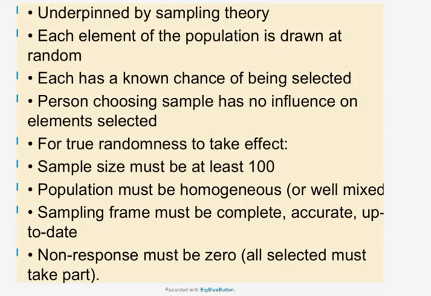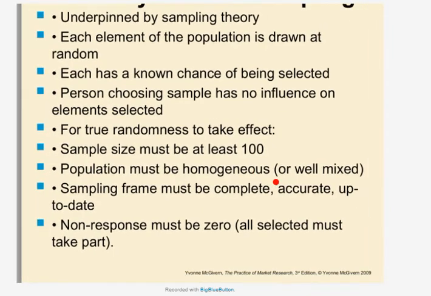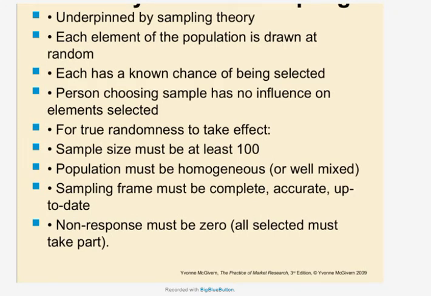تمام؟ The person choosing the sample has no influence on the element sample. عشان كده هي عينة احتمالية صرف، ما فيهاش بس. For true randomness to take effect, the sample size must be at least 100. Population must be homogeneous or mixed well. Sampling frame must be complete, accurate, and up to date. And non-response must be zero. يعني العينة اللي أنا هختارها must take part of my questionnaire or survey.